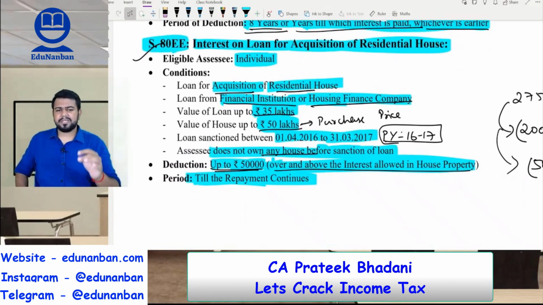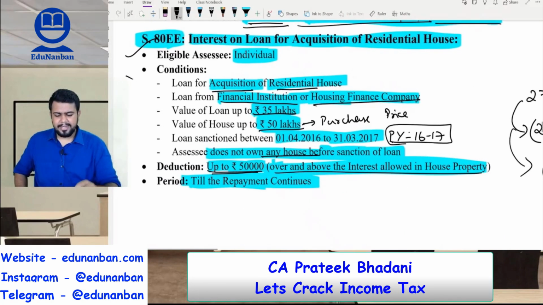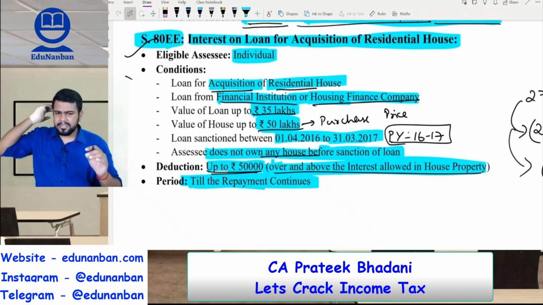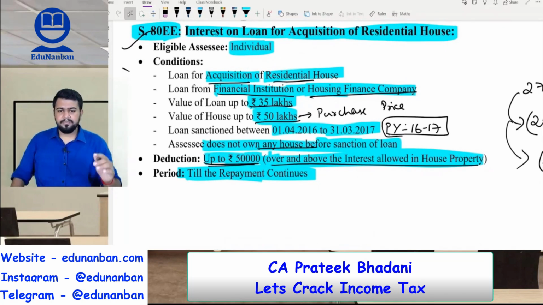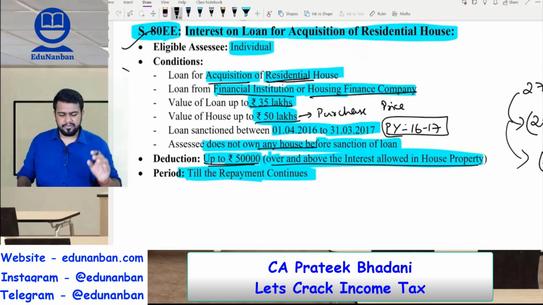Next, let us come to section 80EE, which is not that important, but still let me quickly tell you. Who is eligible? An individual. What are the conditions? Interest on housing loan will be allowed as deduction. The loan should be for the purpose of acquisition of a residential house. Second, the loan should be taken only from a financial institution or housing finance company. The value of the loan should be up to 35 lakhs. The value of the house, that is the purchase price, should be up to 50 lakhs.